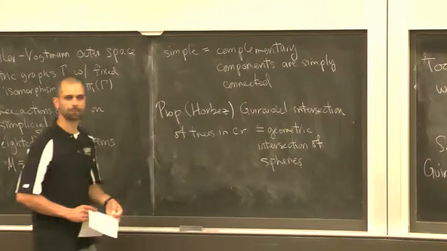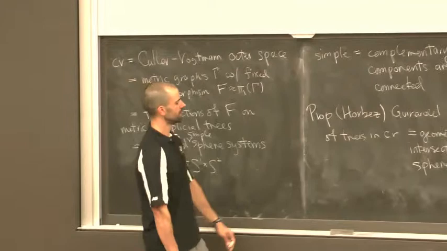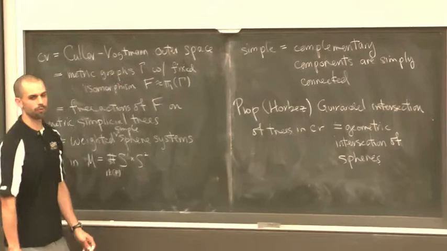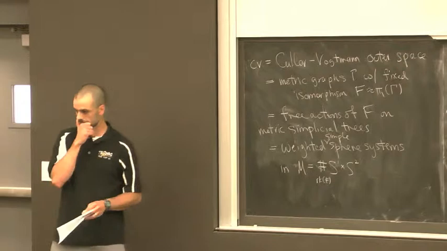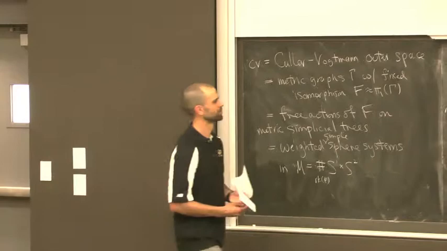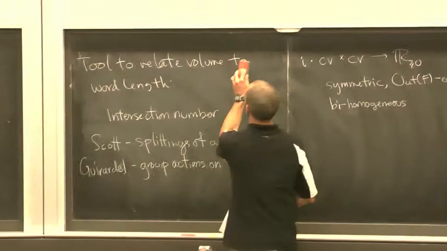One of the nice things is you can prove it using either trees or spheres, and I'll give a quick 20-second proof using them. So sometimes it's nice to go back and forth between these notions. Okay? So did Horbez show there's a natural correspondence between intersections of spheres and squares in the Guirardel core? Mm-hmm. Yep. The core really shows you the combinatorics of how the spheres intersect.